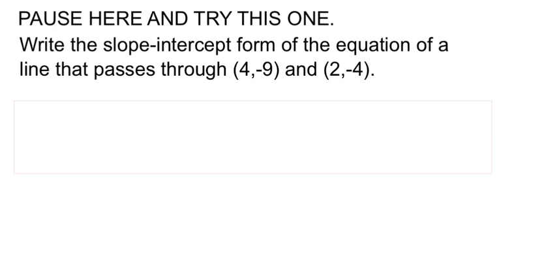So I'm going to ask you to pause here and give this one a try. It's the same idea. I'm giving you 2 points, 4, -9, and 2, -4, and asking you to find slope-intercept form from there. So pause here, solve the problem, come back, check your result.